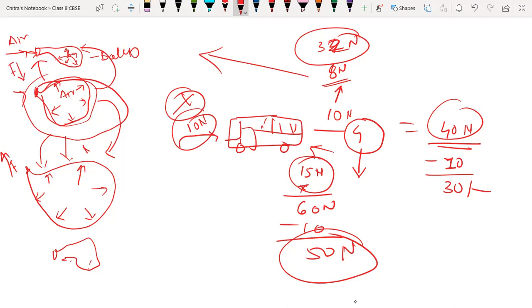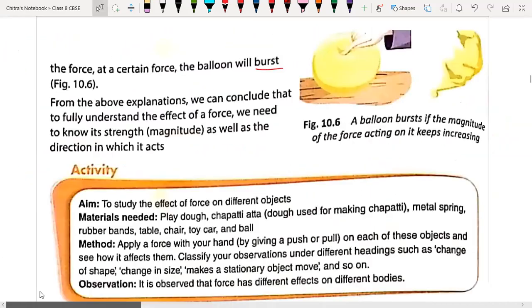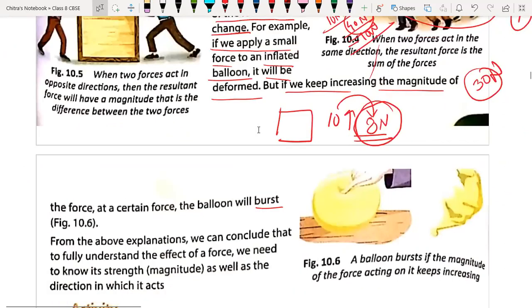Got it, sir. Yes. So we can say that if the magnitude of force applied on an object changes, then the total force will also change. So this is all about the magnitude of force.